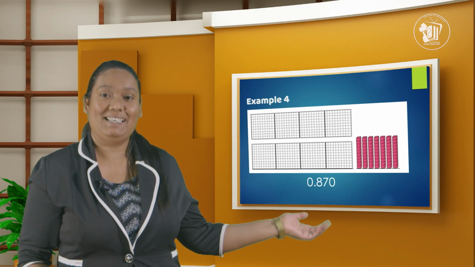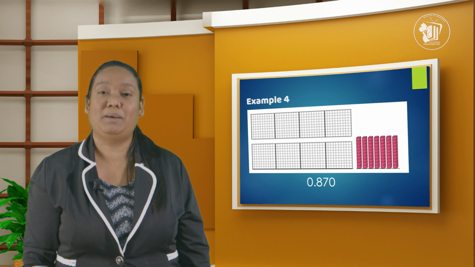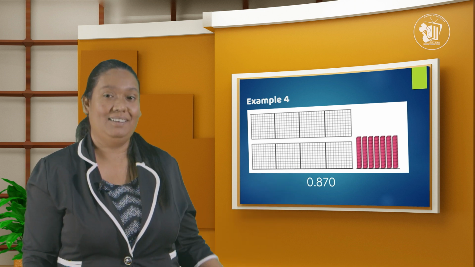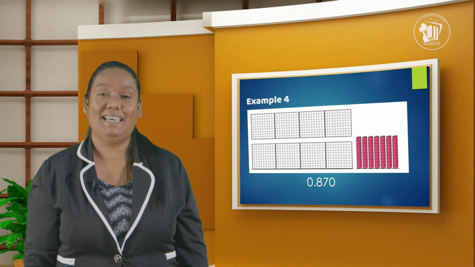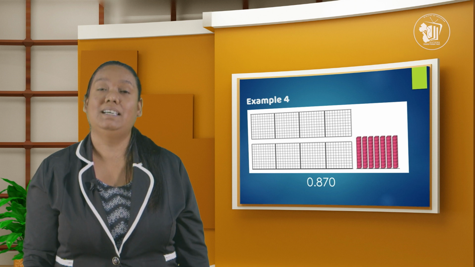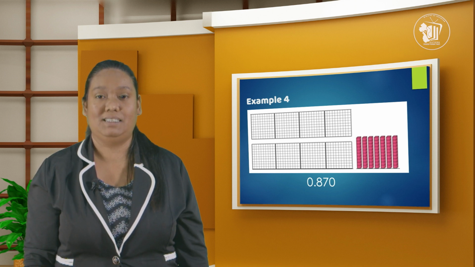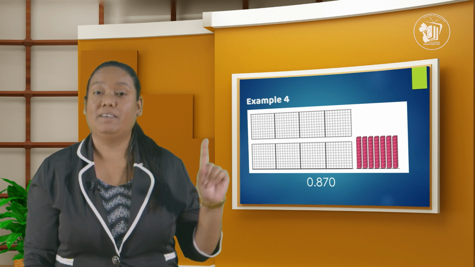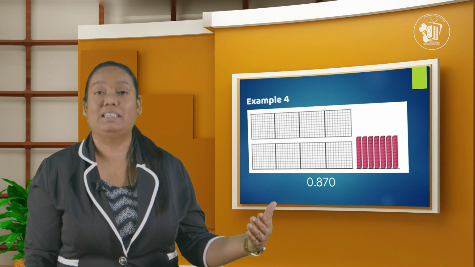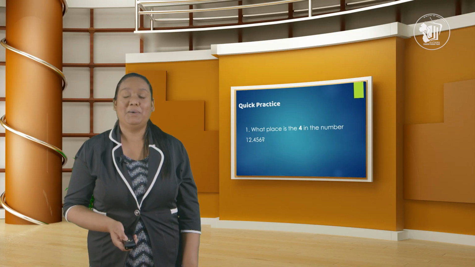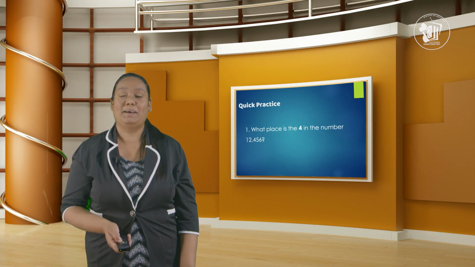What about this? Can you state the decimal number being modeled here? Here, we have no large cube, 8 flats, 7 rods, and no small cube. Yes, it is 0.87. Notice there is no need to pronounce the zero and 0.870. Okay, it is time for a quick practice.